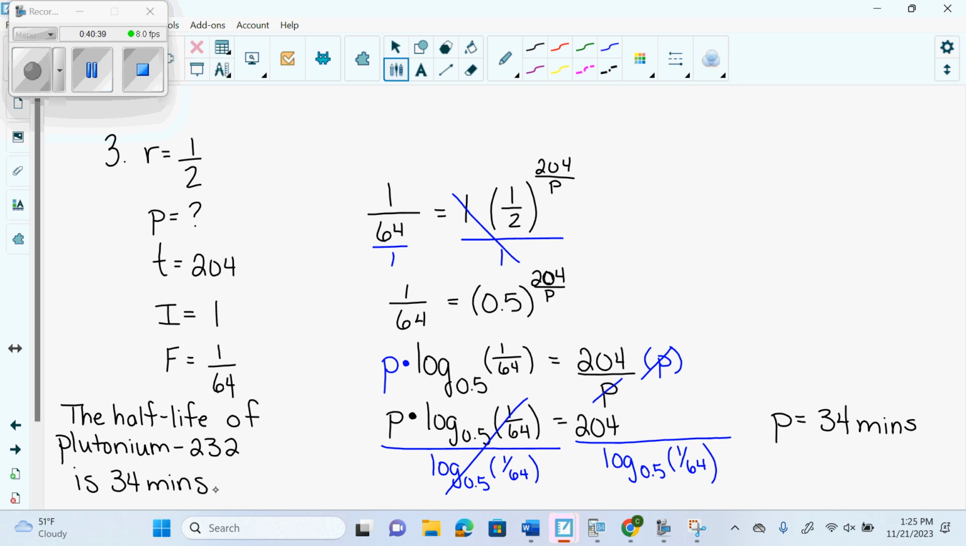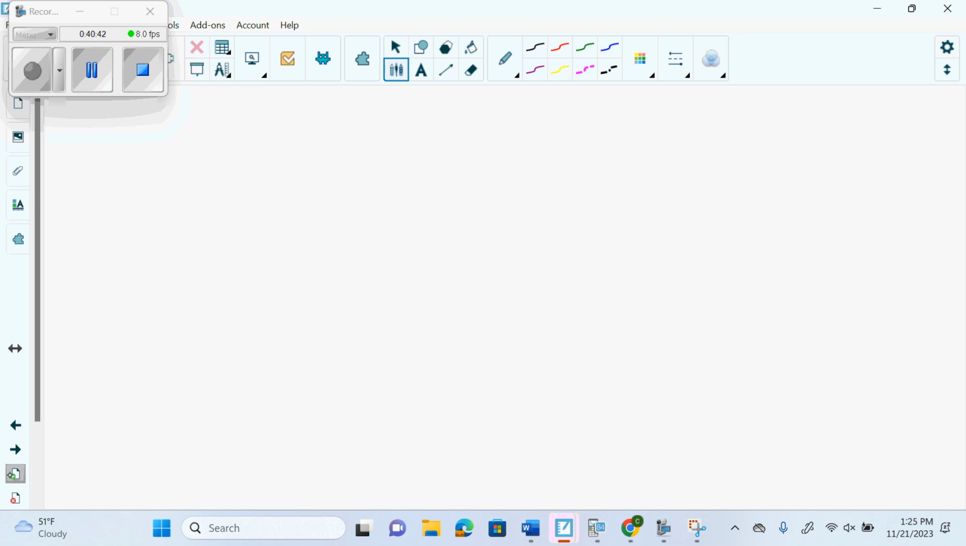This will be the last one we'll do today. So material has an initial mass of 50 milligrams and a half-life, so R equals a half, or 0.5, a half-life of 20 minutes. Is that P or T? Half-life of 20 minutes. P. It halves every 20 minutes. So that's my P. Find the mass after 35 minutes. So T equals 35 minutes, and they're making me find what?